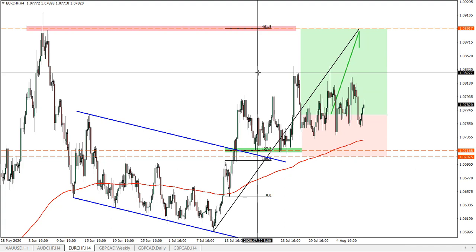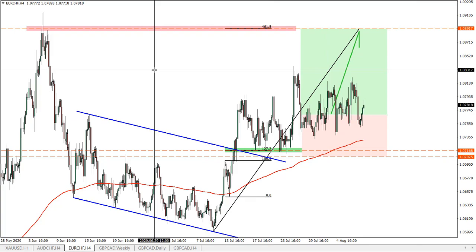And now let's go to the TradingView ideas. We will finish with them and then we'll continue with the MT4 ideas.